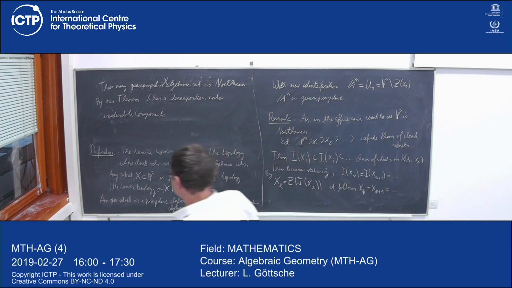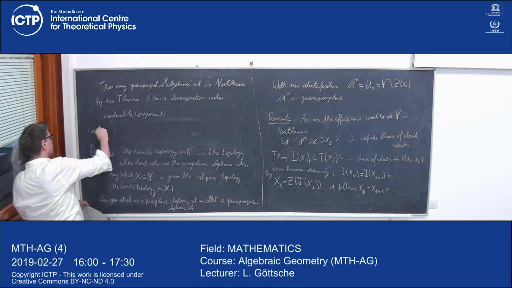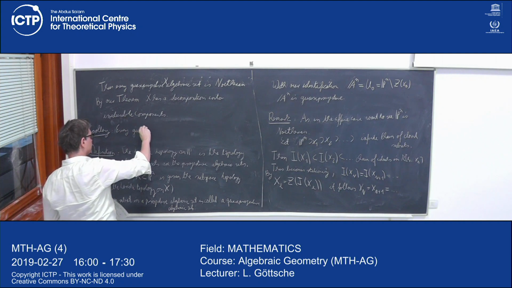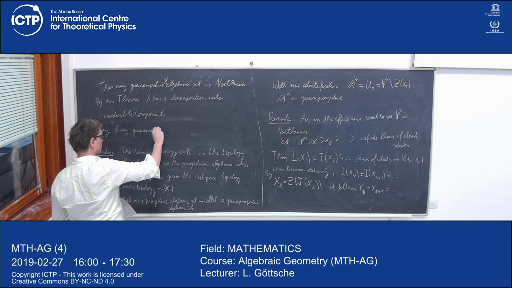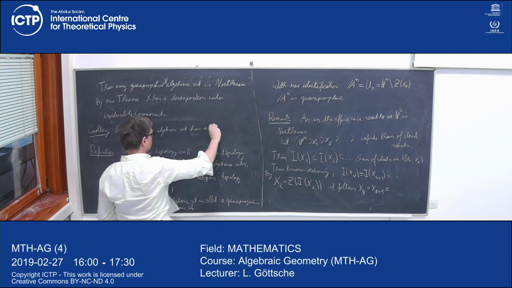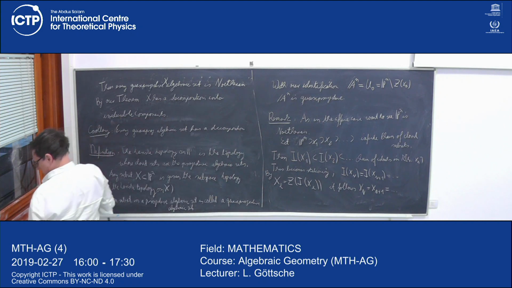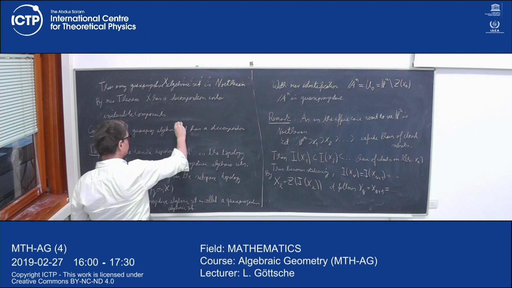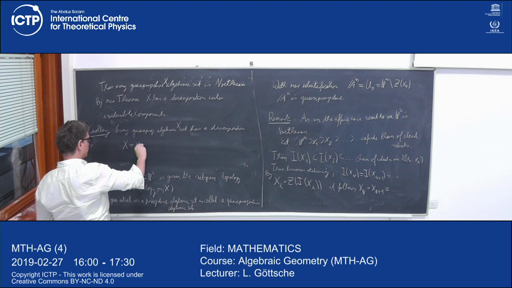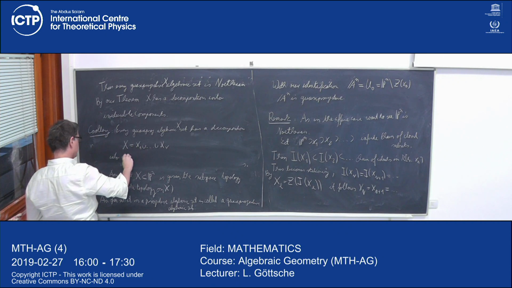So maybe I write this explicitly. Corollary: every quasi-projective algebraic set X has a decomposition, X equal to X1 union ... union Xr, into irreducible components.